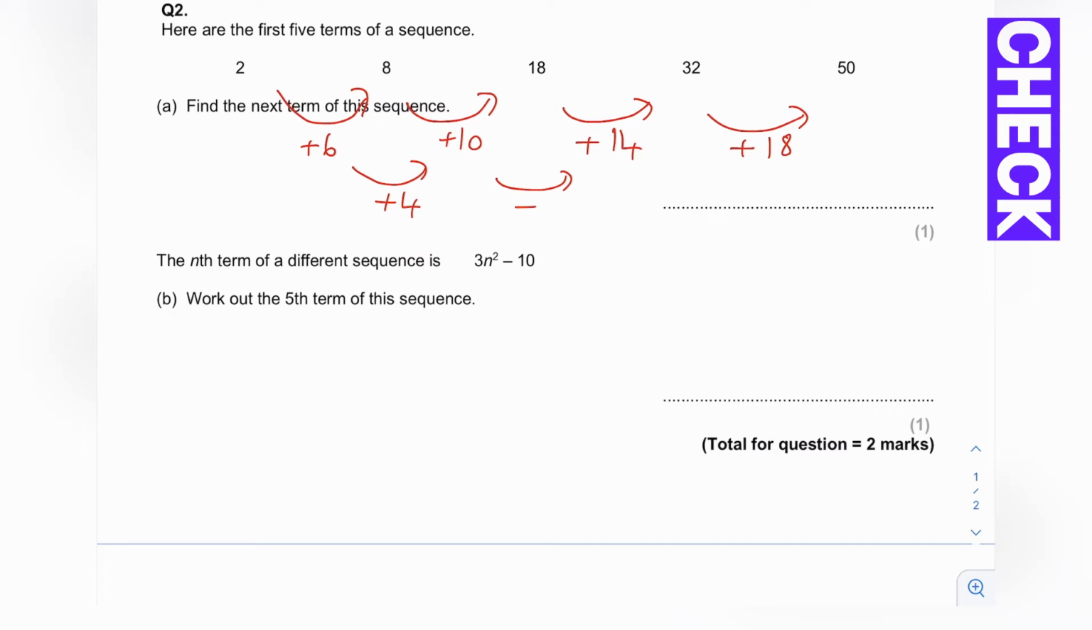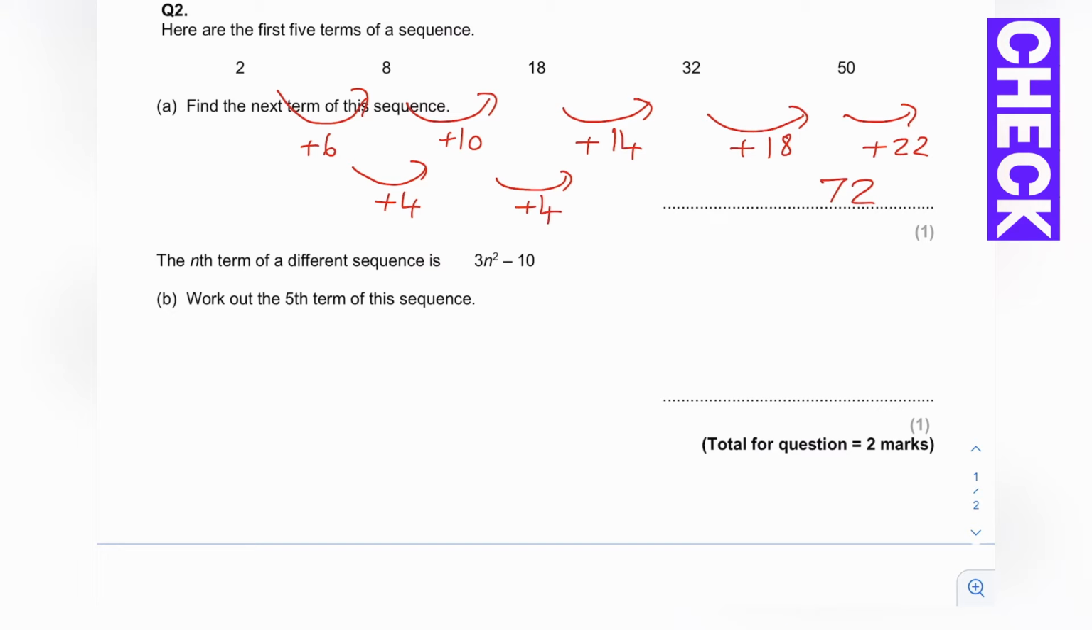This has to be the same in a quadratic sequence. So we're increasing by 4. So we now know we'd need to increase our last term by 22 to find our next term. 50 plus 22 equals 72.